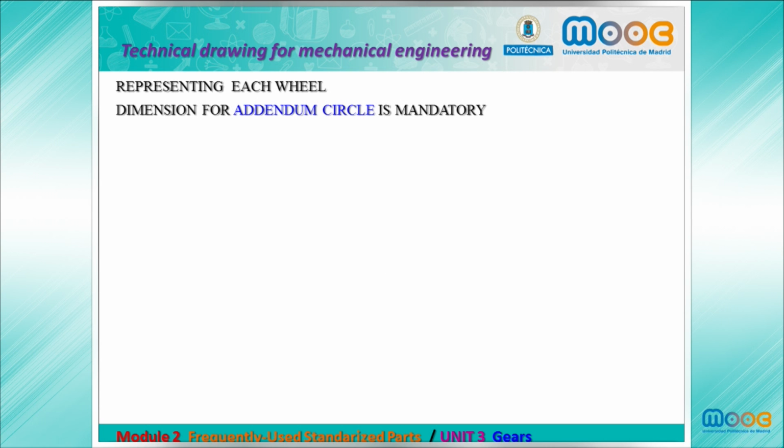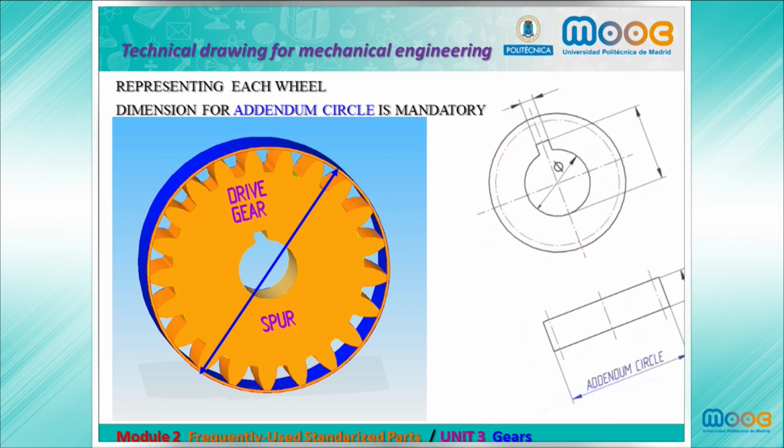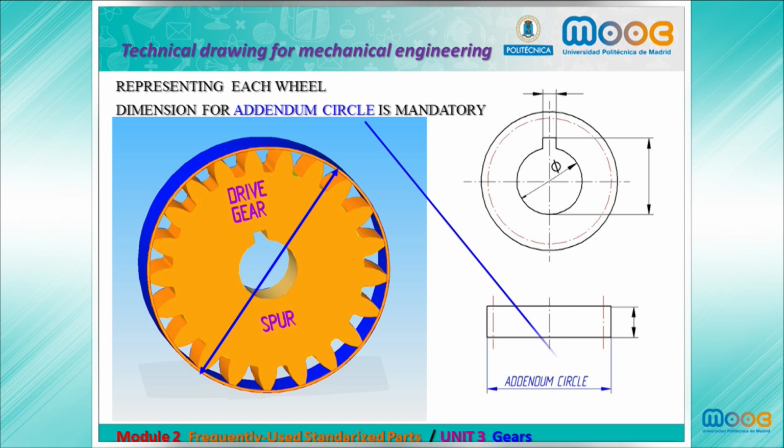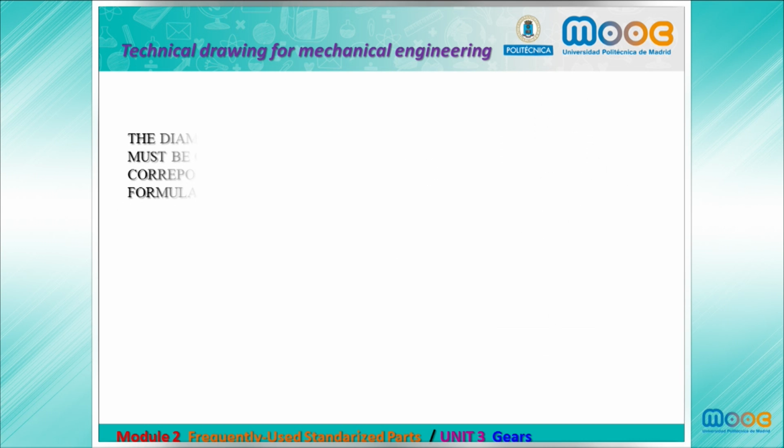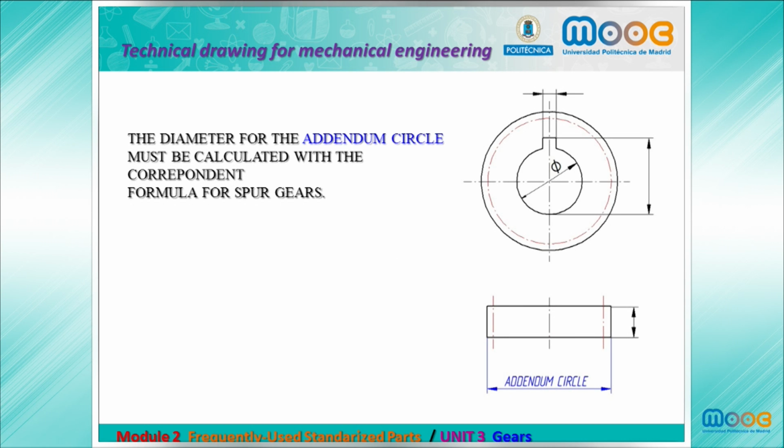Now, if we represent each wheel, we must dimension the addendum circle. This is mandatory. You can see the dimension here. This is the external dimension of the wheel. We must dimension the external shape of our wheel. The diameter of the addendum circle must be calculated with the corresponding formula for spur gears. The pitch circle mustn't be dimensioned, only drawn. We will leave these formulas as information in our module.